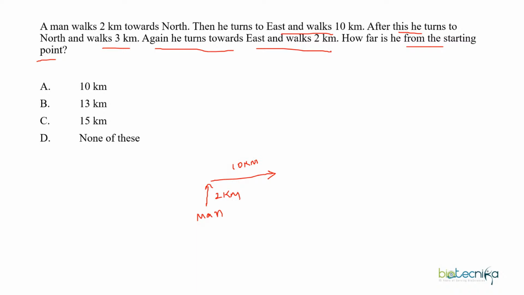ओके, after this he turns north and walks 3 किलोमीटर, मतलब फिर से ऊपर की तरफ गया 3 किलोमीटर. He turns towards east and walks 2 किलोमीटर, मतलब यहां गया फिर से 2 किलोमीटर. How far he is from the starting point, मतलब ये आदमी इस पॉइंट से कितनी दूरी पर है. करेक्ट. सो यहाँ पर क्या दिख रहा है मेरे को, 2 ट्रायंगल्स बन रहे हैं. एक तो ये डिस्टेंस पता करना है मुझे, और दूसरा ये डिस्टेंस पता करना है.